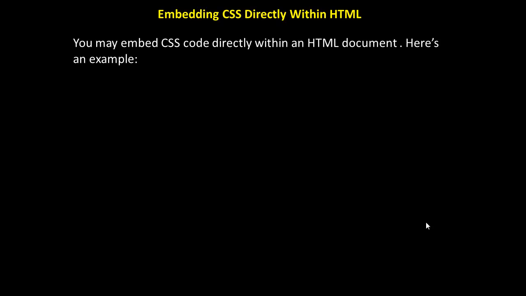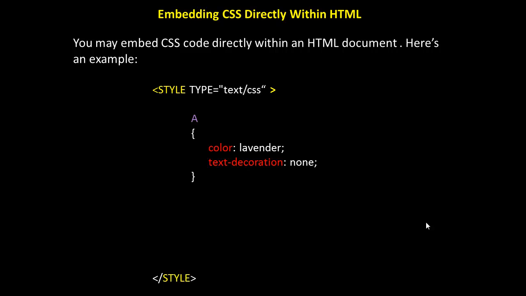You may embed CSS code directly within an HTML document. Here's an example. First, we're going to have open and closing style tags, and we'll specify the type as text/css. Then we're going to add our style code, in this case for an anchor element and a hover. So, for an anchor such as a hyperlink, the color will be lavender, and there will be no underline because we set the text decoration to none. However, when you hold the mouse over the link, the hover color will change from lavender to red, hence the property in the style tag.